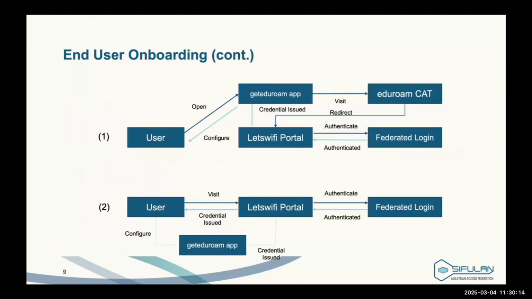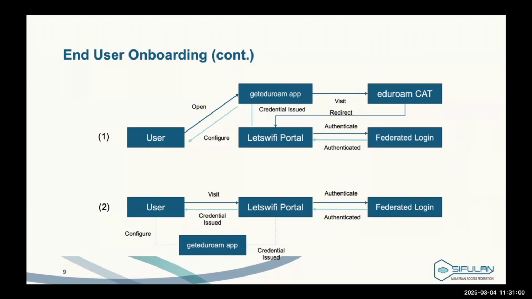Okay, so this is how the flow works. First, the user opens the Get Eduroam app. The Get Eduroam app will get some information from Eduroam CAT, like the institution name and the address of the Let's Wi-Fi portal. After that, the user will be redirected to the Let's Wi-Fi portal, which will ask the user to authenticate, in our case using federated login. But behind the scenes, the Let's Wi-Fi portal uses SimpleSAMLphp, so you can link it to any authenticator. Even if you want to link it with LDAP directly, that is also possible.